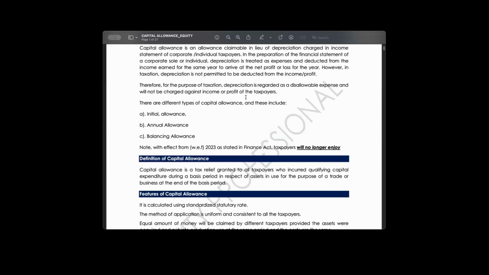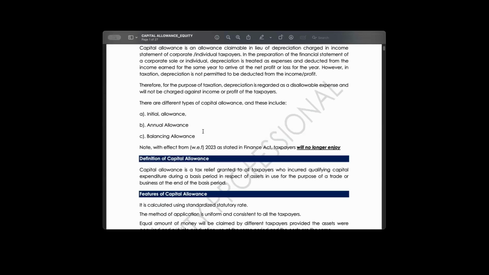Land does not have a useful life. So any asset that does not have a useful life cannot be termed as qualifying capital expenditure. So land is an example of that. Land does not have a useful life, therefore it cannot be used as qualifying capital expenditure.